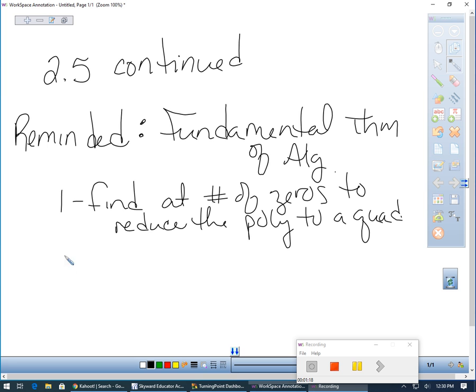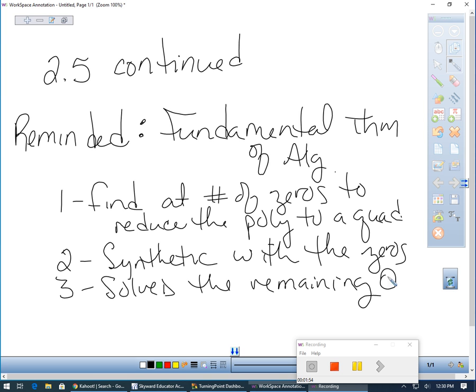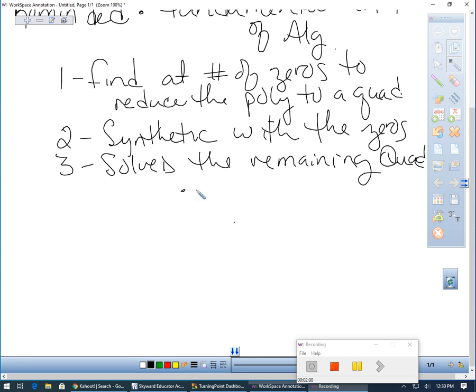right? All right, so then step 2, we did synthetic with the zeros. Step 3, then we solved the remaining quadratic function we have. And we can solve it in many, many different ways. One way was the quadratic formula. Or another way was factoring, using our x and our box if necessary.